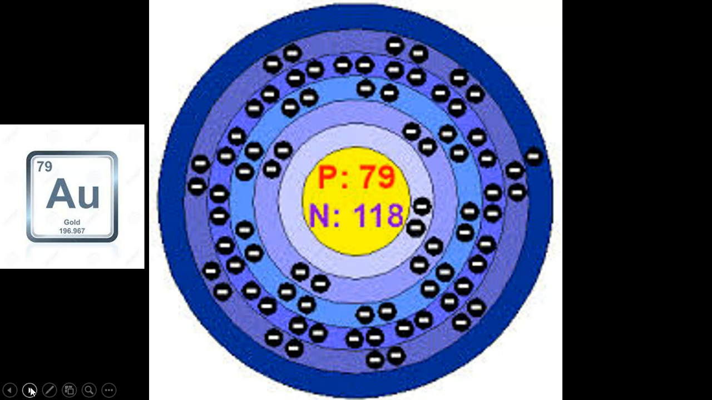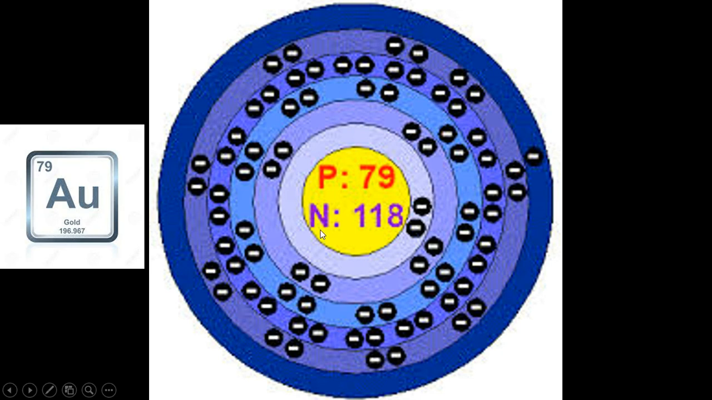So this atom is so big that we're not going to draw 79 protons with a positive symbol. We're not going to draw 118 neutrons with a neutral symbol. But if you want, you can pause this and you can count all of these electrons. And there are 79 electrons here with a negative symbol.